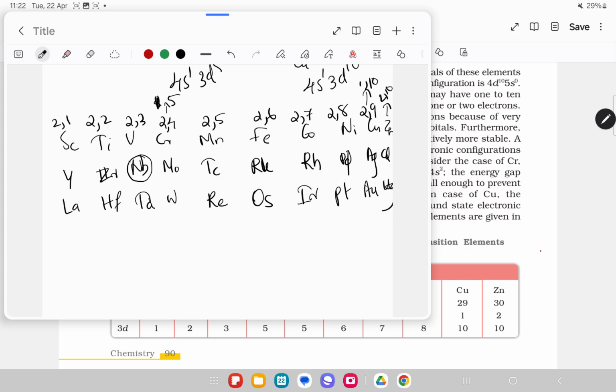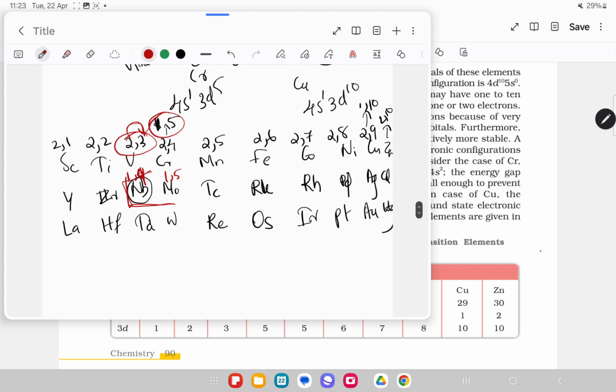Now where does the error start? When the error is starting, here it was 2 3, right? So you change it to 1 4. You jump one electron to this one. Okay, so 1 4. Here again exceptions will be there because it started with Nb. Okay, so 1 5.